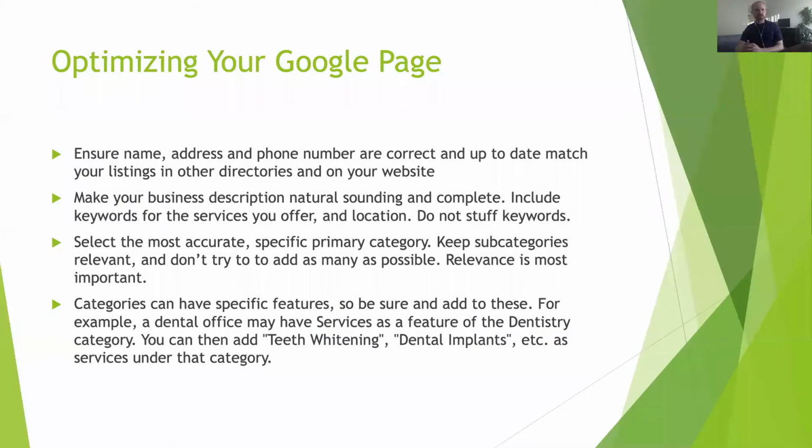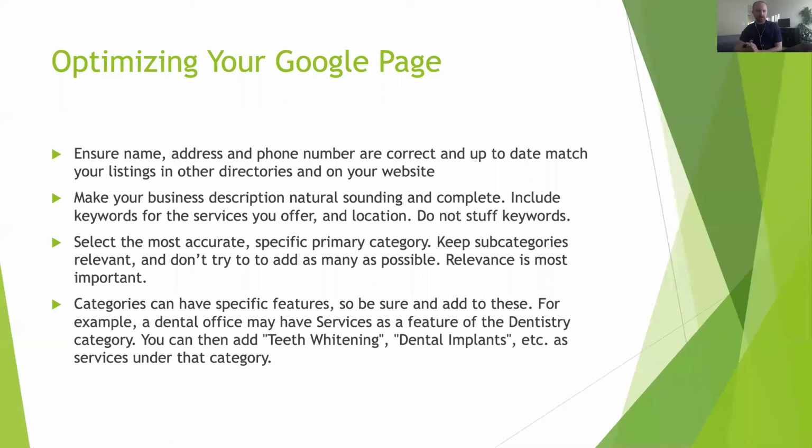And some things you can do to optimize your Google page. First thing, kind of obvious, you want to make sure your name, address, phone number are all correct and up to date. And one point on this is you do want to make sure that the way you format these things matches how they are on your website, how they are on Yelp, and how they are on any other directories that you may have your business on. That's pretty important. It's kind of a search engine optimization point to have all of this different contact information about your business match across what Google sees.